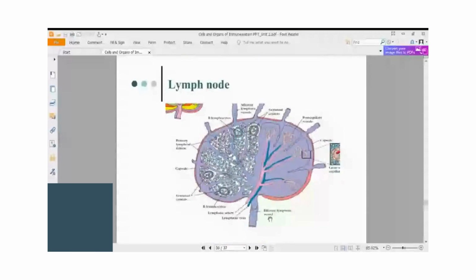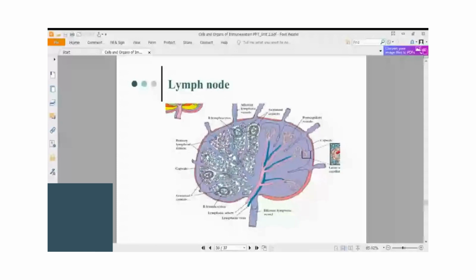Efferent, E-F-F-E-R-E-N-T. The efferent lymphatic vessel drains the lymph node, meaning anything present in the lymph node leaves through that vessel. Then what are the vessels that come and join the lymph node? Those vessels are afferent, A-F-F-E-R-E-N-T. Please note the spelling. Afferent lymphatic vessels or channels are incoming. Efferent are outgoing, and efferent is only one, but afferent are many.